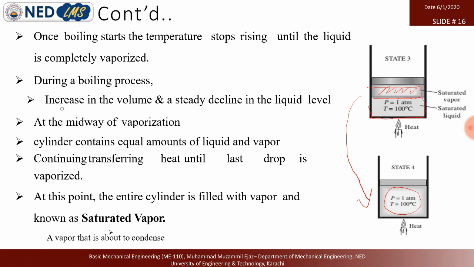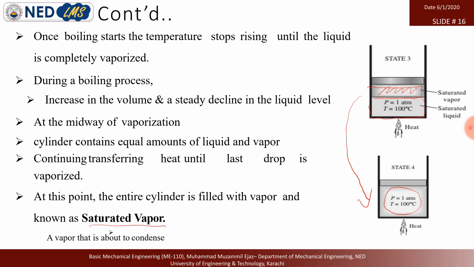During a boiling process, the volume increases and there is a steady decline in the liquid level. At midway of vaporization, the cylinder contains equal amounts of liquid and vapor. Of course, in the midway we have half liquid, half gas, continuing transferring heat until the last drop is vaporized. At this point, the entire cylinder is filled with vapor, known as saturated vapor.